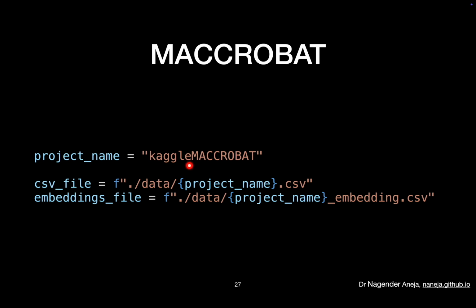So we have this Kaggle Macrobat project dataset, and what we are going to first create is the CSV file and the embedding file, right? Now, as you have seen, there are a number of files, so each patient has an individual file. What we're going to do is create one CSV file where the history and everything is there. So we are going to have one row for one patient, a second row for the second patient, a third row for the third patient.